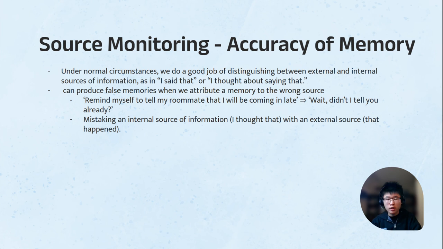Source monitoring helps measure the accuracy of memory. Under normal circumstances, we do a good job of distinguishing between external and internal sources of information. But we can also produce false memories when we attribute a memory to the wrong source.